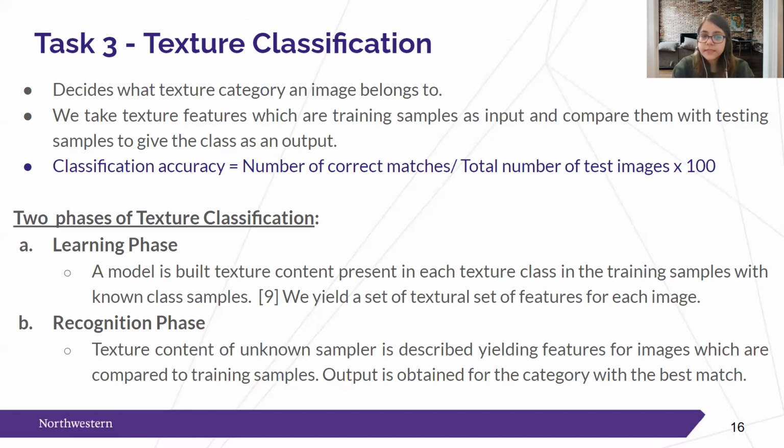In the learning phase, the texture model content is built and all the texture features are extracted from the training samples. And we yield a set of textural vector space feature sets with each image. In the recognition phase, the texture content is described using the yielded features, which are compared to the training samples, and then the output is obtained for the best match. If we have false positives, they are rejected through multiple layers of learning and recognition. And we can also penalize the model with a loss function.